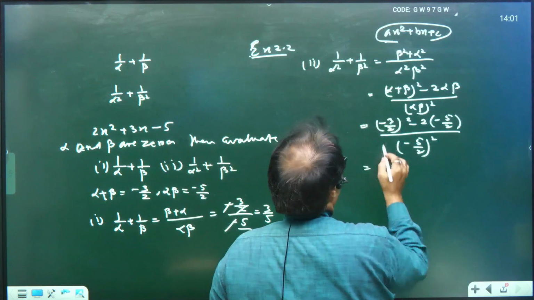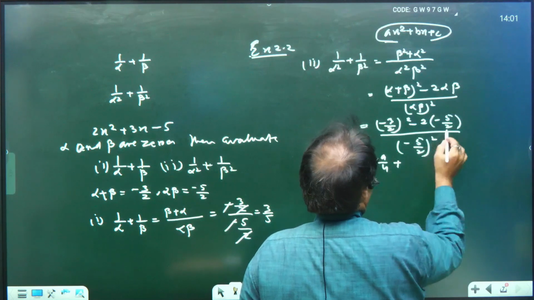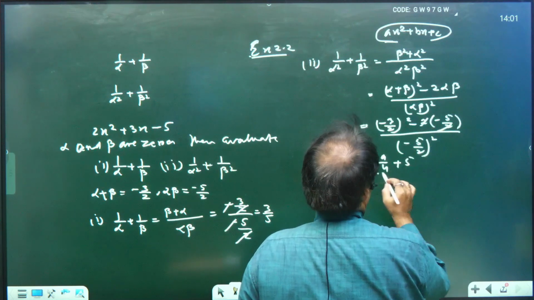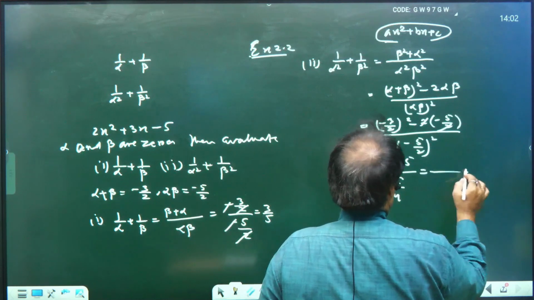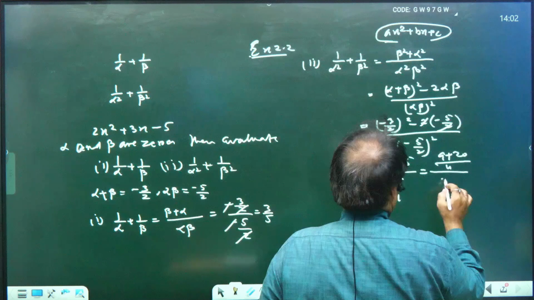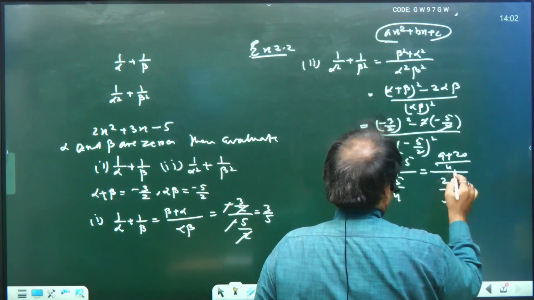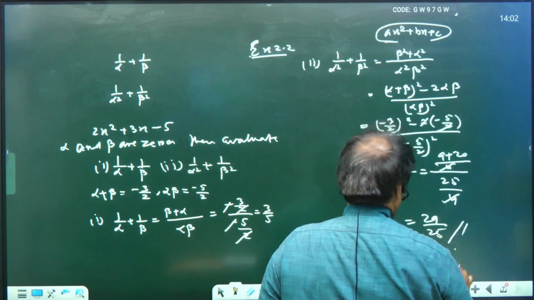Now simplify. This is 9 by 4, and the minus minus will be plus, and the 2 and 2 cancel, plus 5, divided by 25 by 4. So finally 4 is the LCM. So 9 plus 20 is 29 upon 25 by 4. The 4 will be cancelled out. So the final answer is 29 by 25.